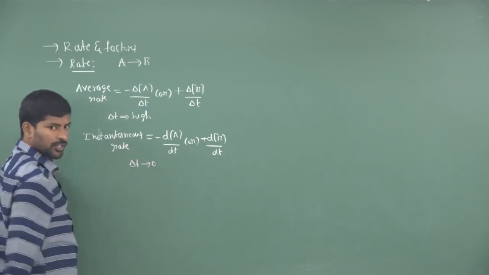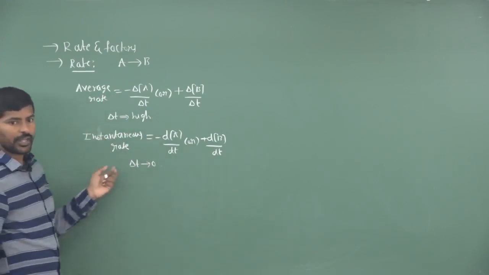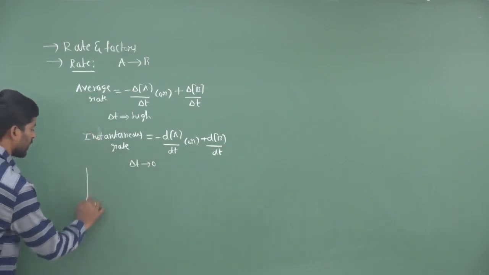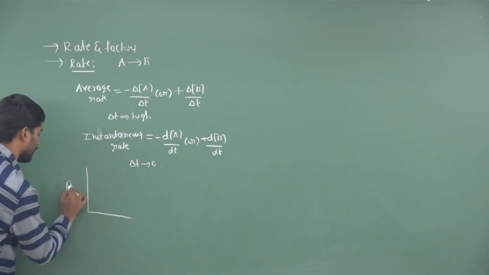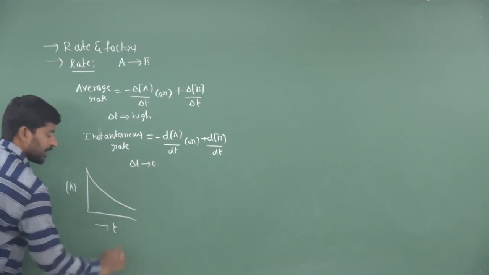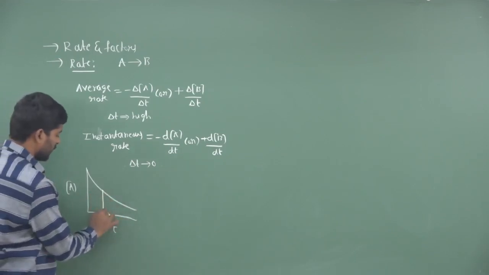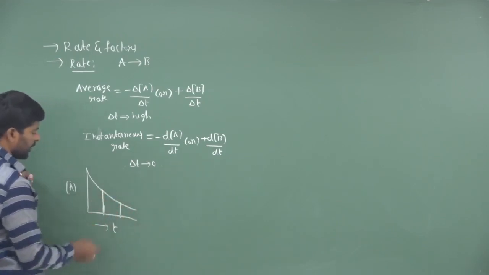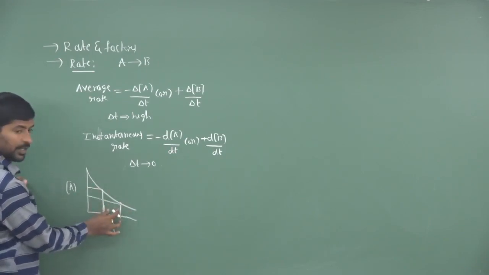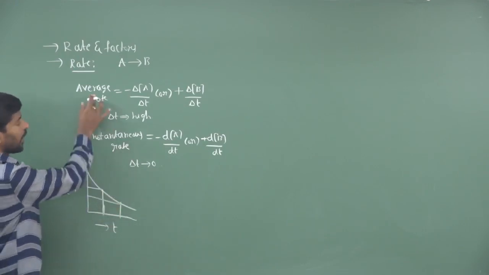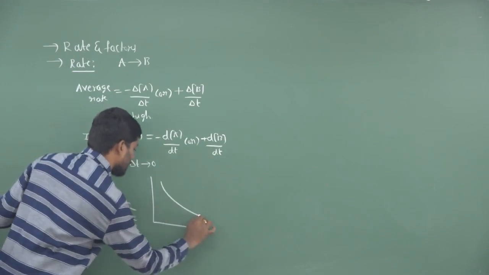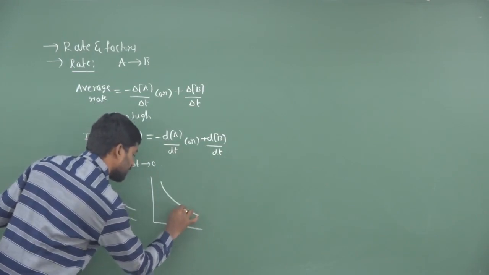Delta T tends to 0 means we calculate rate of reaction at a particular time. So we can represent graphically also like this: concentration of A versus time. Concentration of A decreases with time. If you calculate for a long interval of time, minus delta A by delta T, that is called what? Average rate.